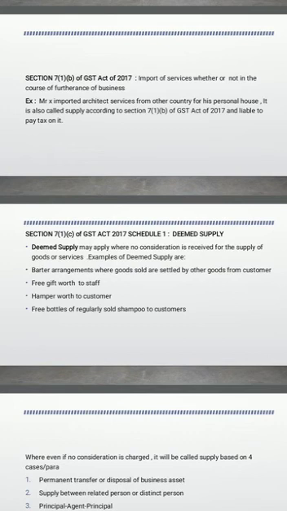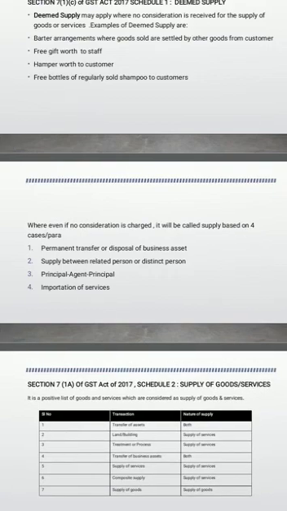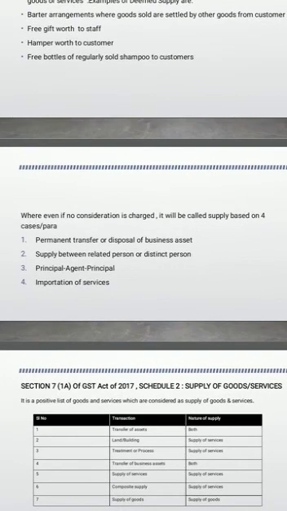The examples of the deemed supply are as follows. Barter arrangement, as I said, where goods are sold or settled by other goods from customers, or free gift to staff, gift hampers to customers, all these come under the deemed supply. Now, even if no consideration is charged, it will be called a supply based on the following 4 paras. If there is no consideration in the supply, it will be called a supply if it fulfills these paras or cases.